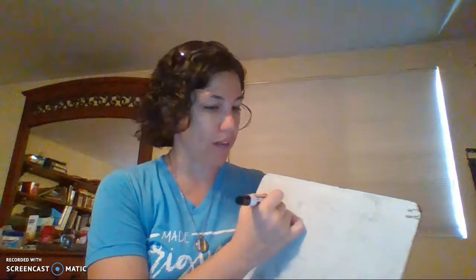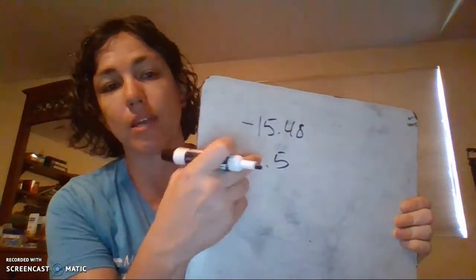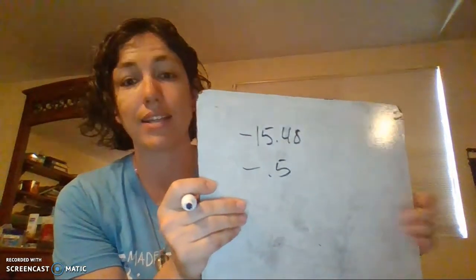I don't have a ton more time, but I do want to say something: anytime you get an answer, remember what these answers represent. So on that one we got negative 15.48, and we got negative 0.5. And these answers right here, those are x-intercepts. Remember, that's what the solution represents, x-intercepts.